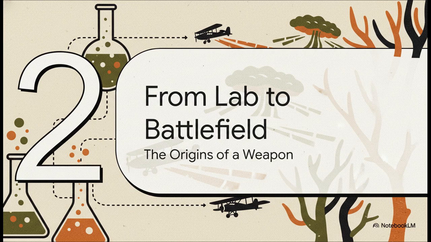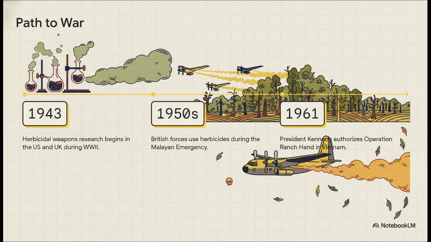So how in the world did an agricultural chemical become a weapon of war? Well, that brings us to part 2, from the lab to the battlefield. Turns out, the idea wasn't exactly new. Research into using herbicides as weapons actually started way back in World War II. But the real turning point was in the 1950s, when British forces used similar chemicals to deny cover to insurgents during what was called the Malayan emergency.